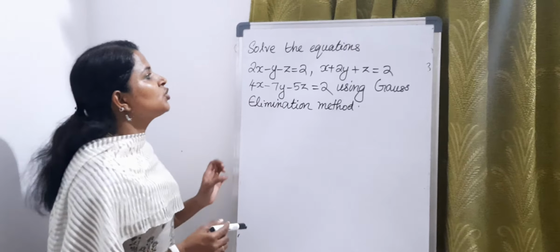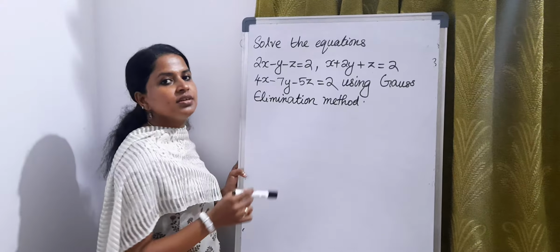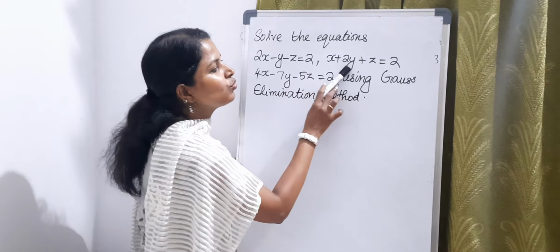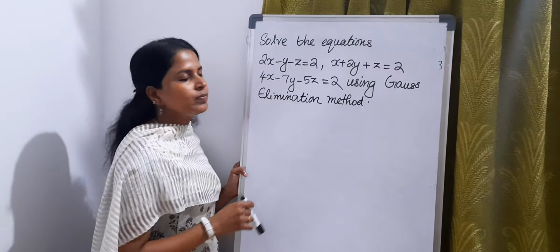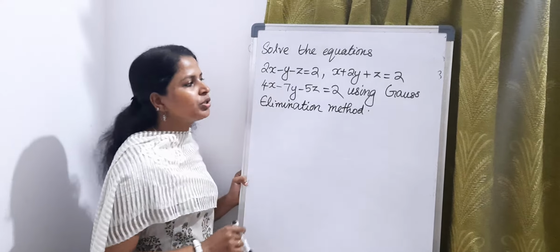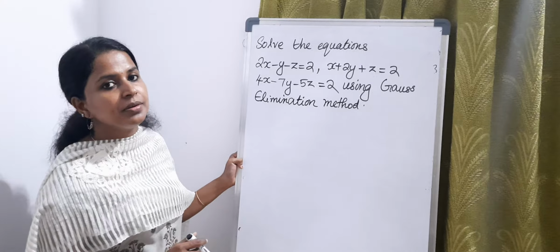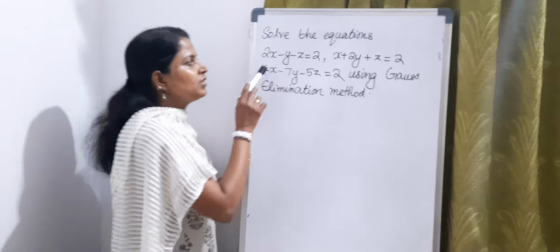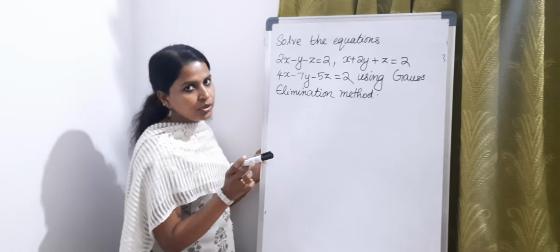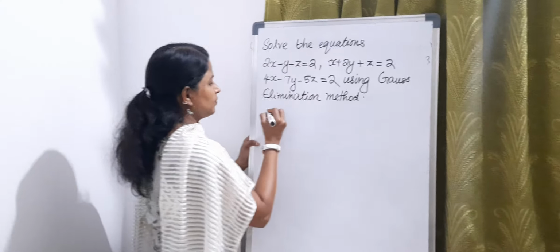Problem. Solve the system of equations 2x minus y minus z equal to 2, x plus 2y plus z equal to 2, and 4x minus 7y minus 5z equal to 2 using the Gauss elimination method. This is a system of non-homogeneous linear equations. First we write the matrix form.